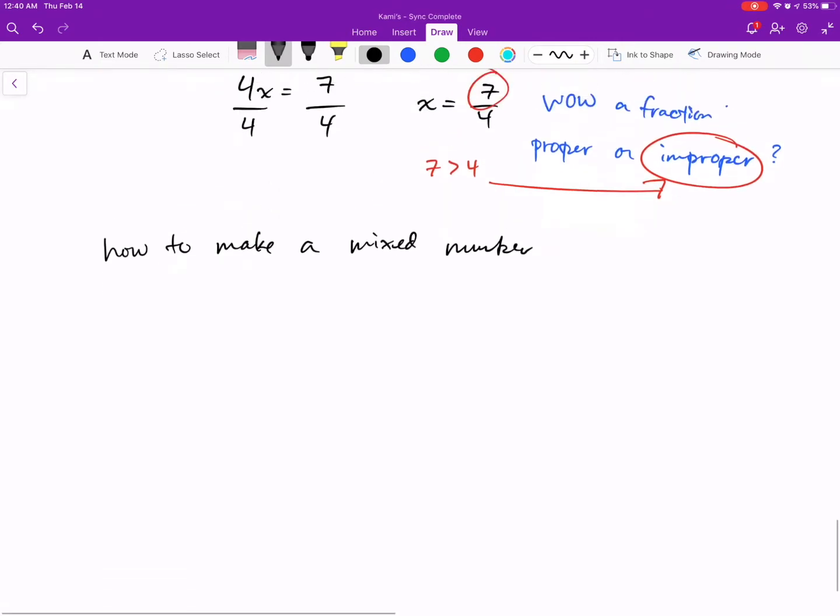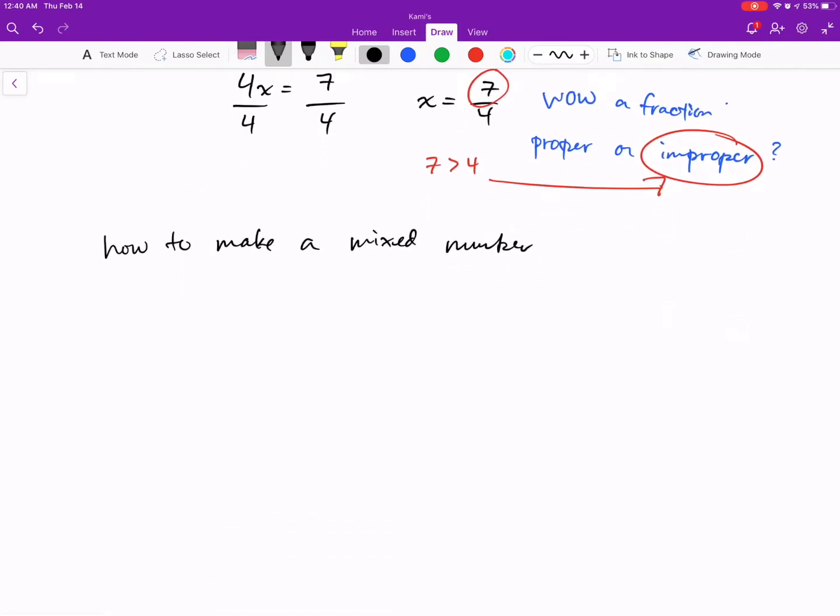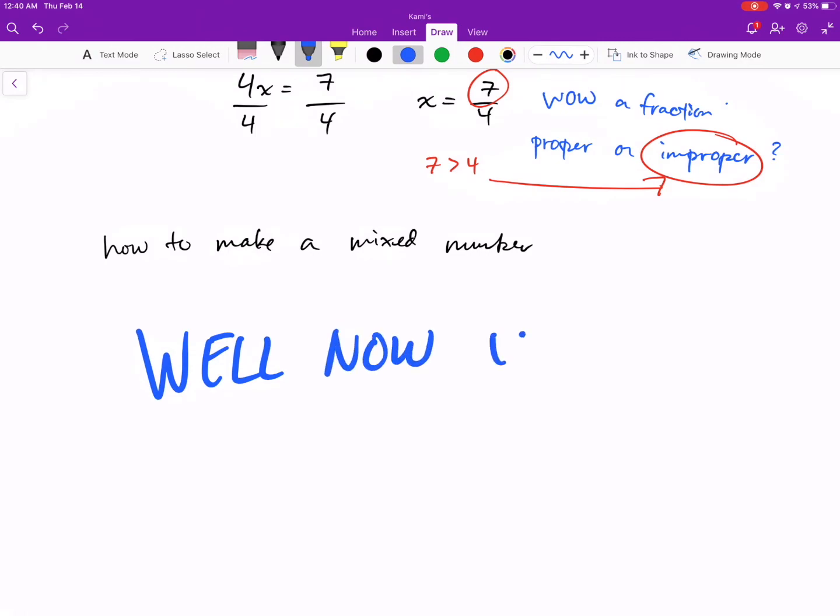Alrighty, so now you kind of get the gist of what a fraction is and how to add and subtract them. So, if you don't know, now you know.